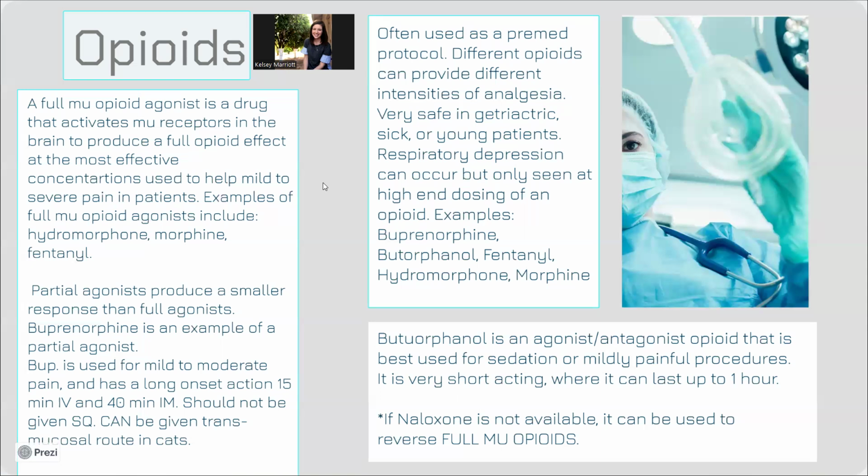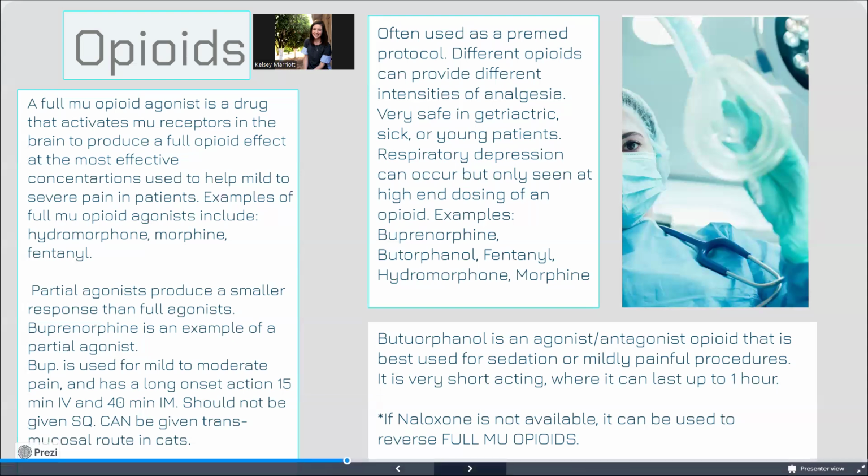The thing is, how it classifies as an agonist and an antagonist is because it can actually reverse only full mu opioids. So if we don't have naloxone available, which is the reversal for our opioids, we can use Torb to reverse our full mu opioids. So keep that in mind on how versatile that drug is. It's considered an agonist and an antagonist when we talk about our opioids.